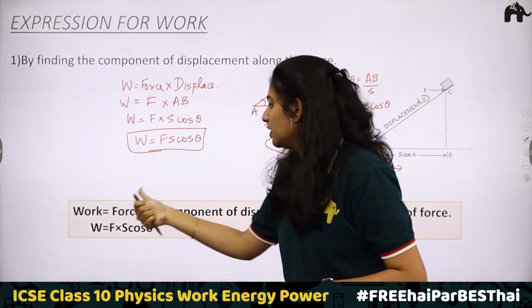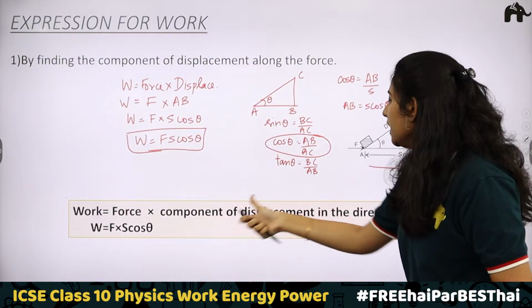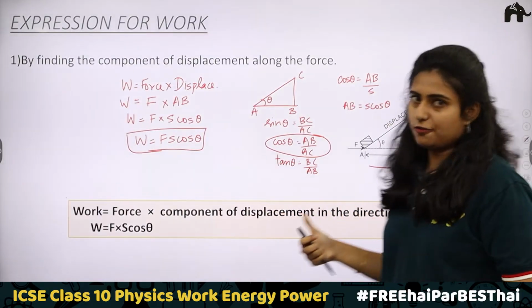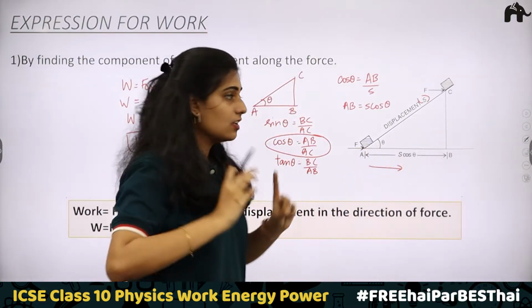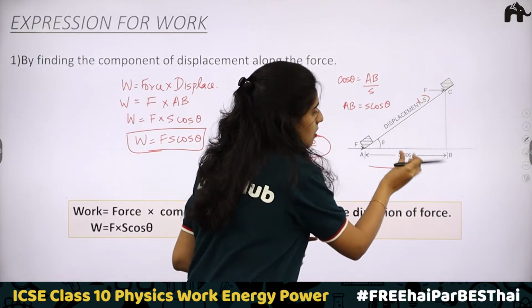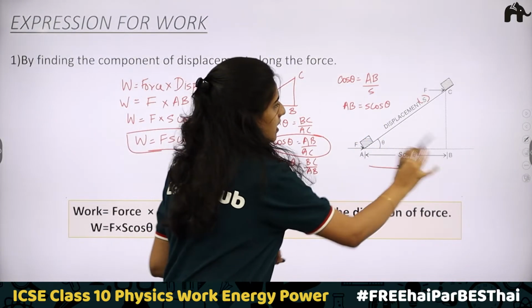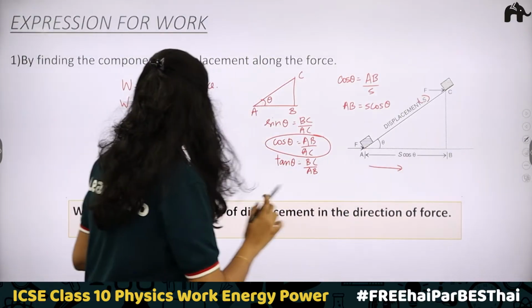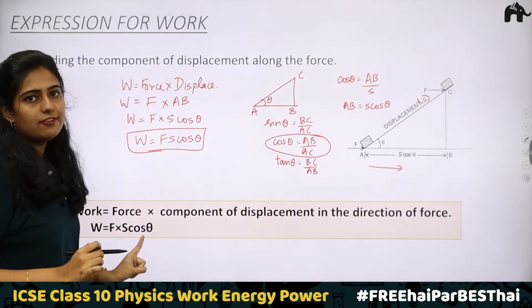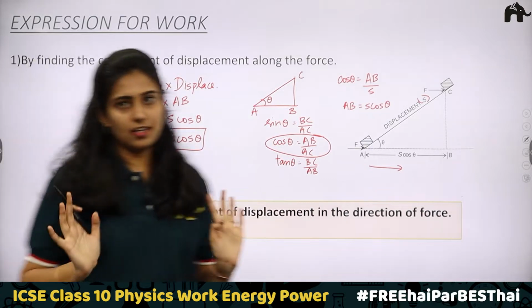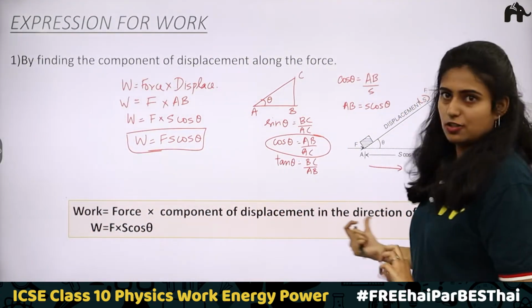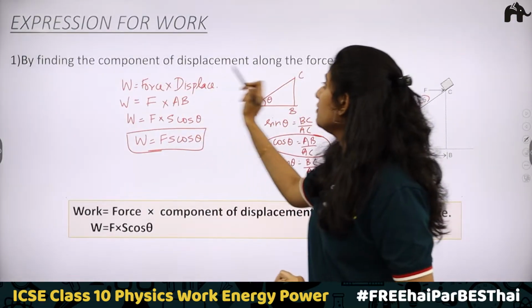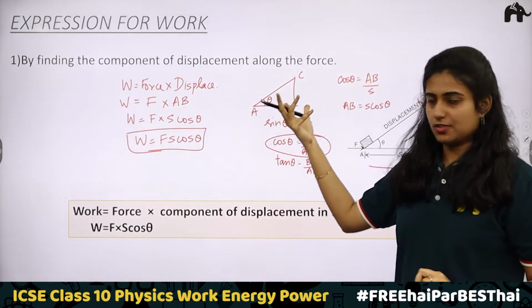Therefore, work is equal to force into component of displacement in the direction of force. Here this force is being applied in this direction and the component of displacement is the cos component of displacement along the direction of force. That is W is equal to Fs cos theta. Got it? Here we have taken the component of displacement in the direction of force, that is by finding the component of displacement along the force.